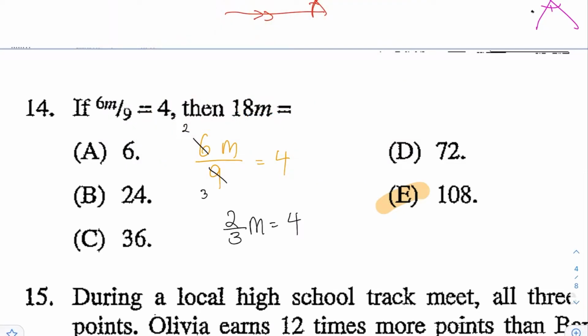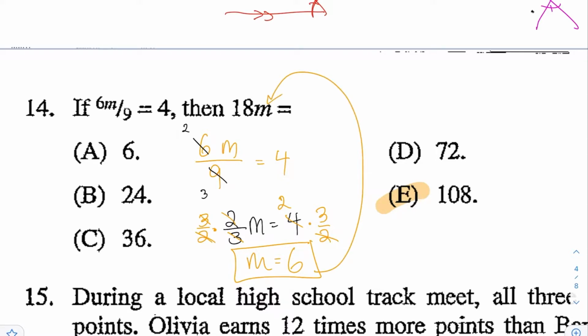And from here, you can multiply both sides by 3/2. The reciprocal to cancel out the 2 and the 3. So you get that m is equal to 2 times 3, or 6. Now, once you know that m is equal to 6, you can substitute back in to solve for 18m. So 18 times 6 is 108, choice E. So just be careful here, the answer is not A.